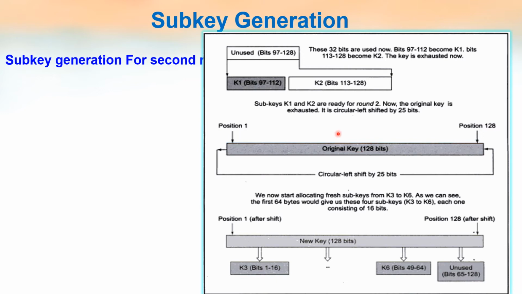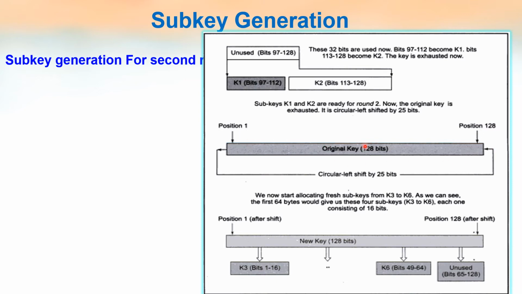For taking those 4 keys, the first operation it has to do is that the original 128-bit key is left circular shifted by 25 bits. 25 bits it is shifted. Then the 26th bit will reach the first position, and the circular shift means the first 25 bits will go to the right side.